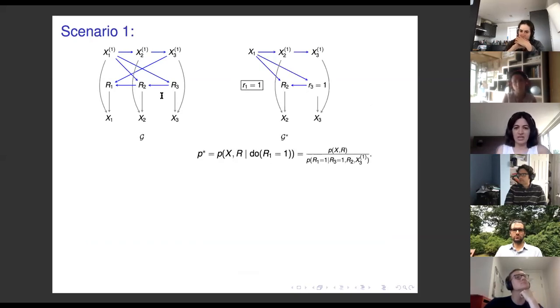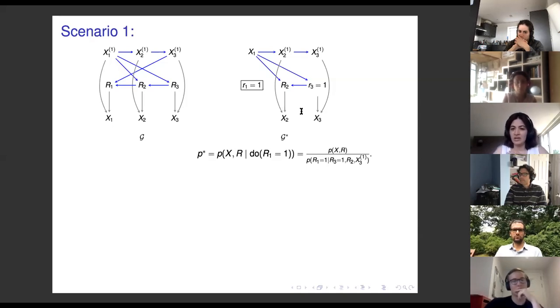So the idea is that because R1 was identified, I'm just going to intervene on R1. Graphically, that means I'm just going to get rid of all the incoming edges to R1. And probabilistically, it means I'm just dividing the joint by the propensity of R1. It's really how we do that in causal inference. When we are intervening on the treatment, we just divide by the probability of treatment given parents.